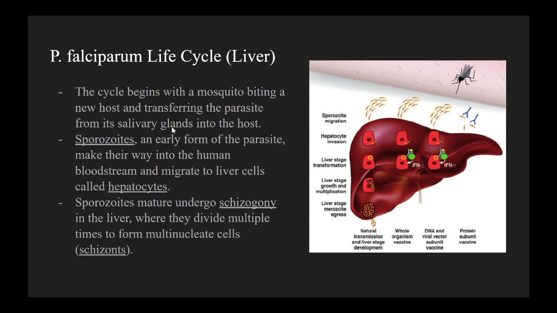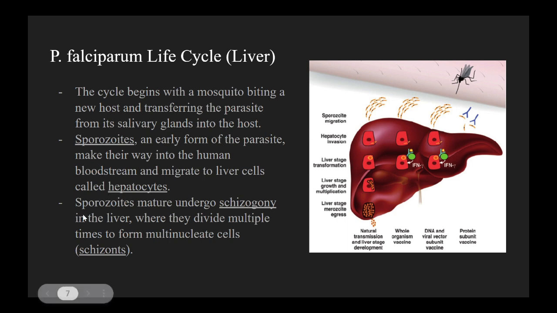So it's going to inject what are called sporozoites. Sporozoites are just an early, immature, underdeveloped form of the parasite. And these guys will make their way through our bloodstream and then migrate to the liver cells of humans, called hepatocytes. So they'll embed themselves here.